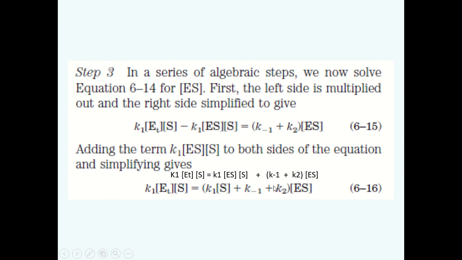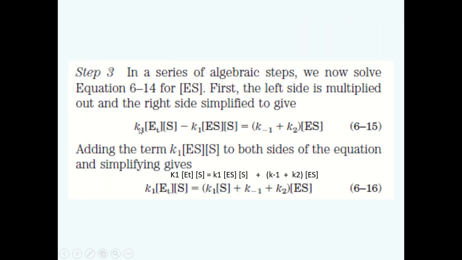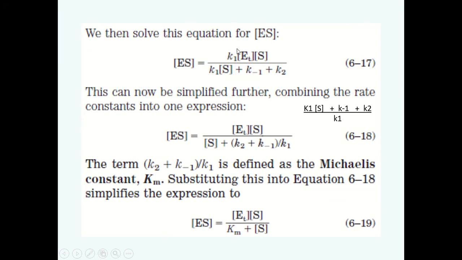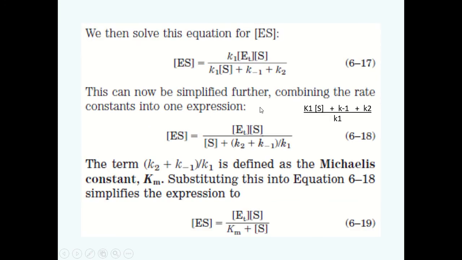So next we solve this equation for ES. Therefore this entire expression is taken to the other side of the equation here. That would give us the value of ES, which is the enzyme substrate complex. So ES here will become K1 ETS, which will be the numerator, divided by this expression, which is the denominator here, K1S plus K minus 1 plus K2.